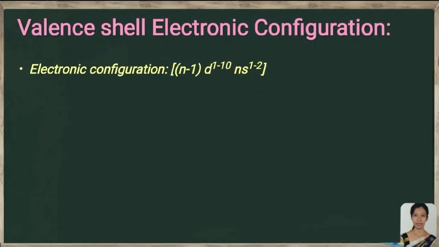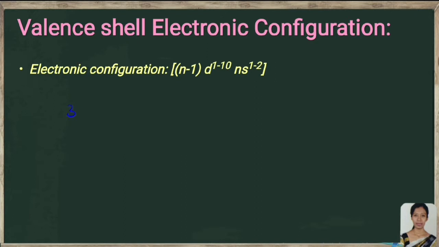In the previous class, we discussed the electronic configuration of the transition elements. Here, we will be discussing the anomalous electronic configuration of d block elements. We can generalize the outer shell electronic configuration as (n minus 1) d orbital can take electrons from 1 to 10, and the outer ns orbital can take electrons from 1 to 2.